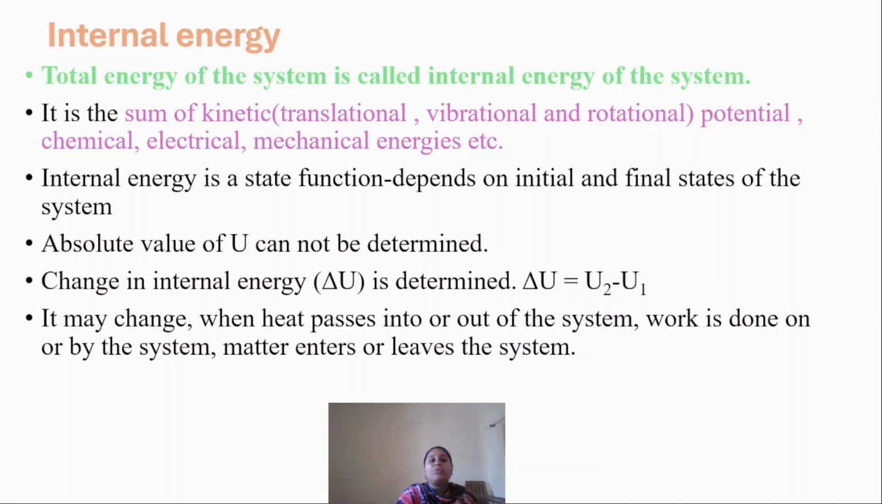The absolute value of internal energy cannot be determined, because we don't know at what state or what time the energy may move on or get up. So the absolute value we cannot give, only an approximate value. The change in the internal energy, determined by delta U, is equal to U2 minus U1, that is, the final minus the initial state.